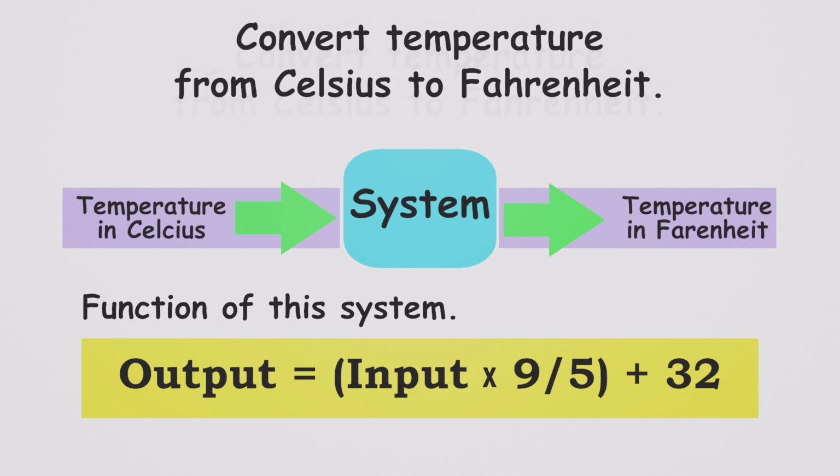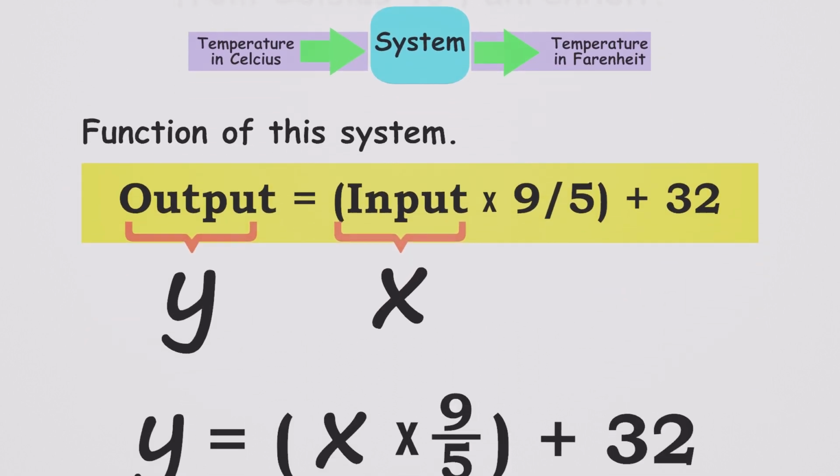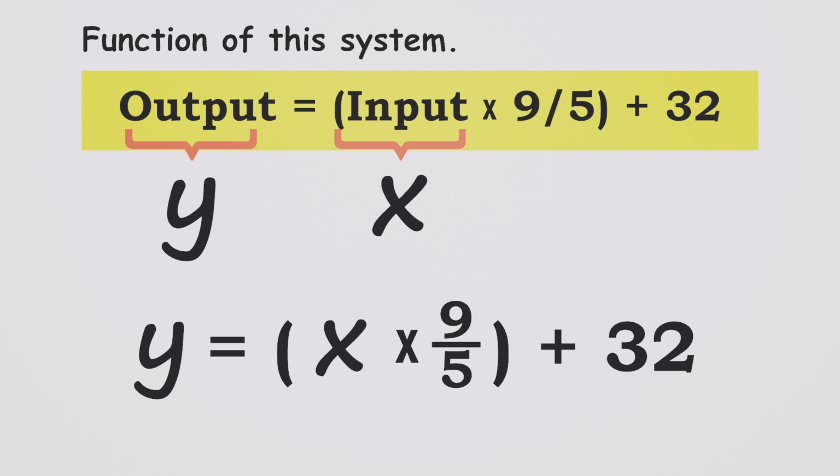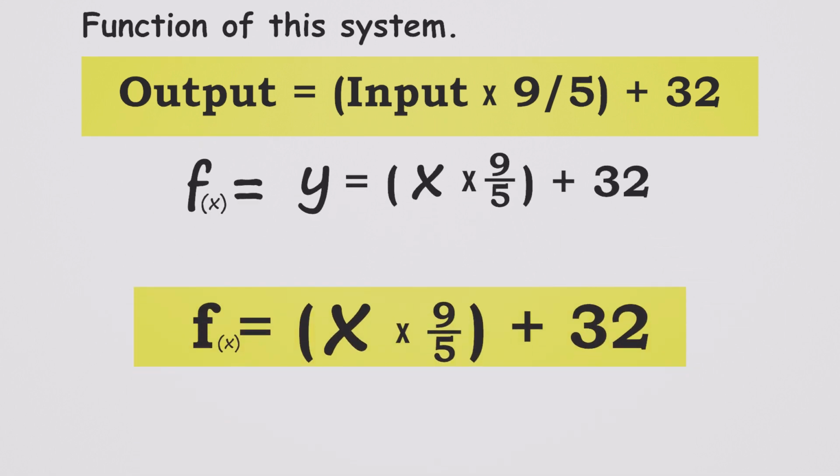In mathematics, we normally use the letter X to represent inputs and letter Y to represent output. Sometimes we name the functions using different notations. This is called the basic notation for a function.